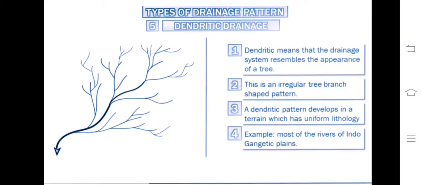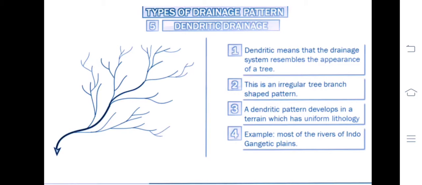This is an irregular tree branch, yes. We don't have such a regular structure, it can't be like this. That's why it is an irregular tree-branch-shaped pattern. The dendritic pattern develops in a terrain which has a uniform lithology. What is lithology? It is the land surface.